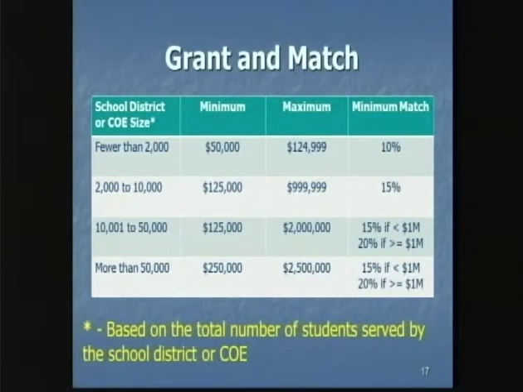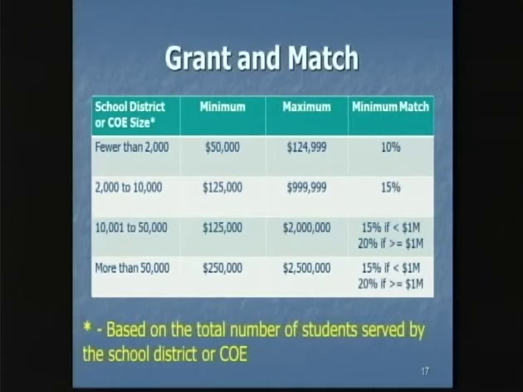Really, we designed this sliding scale to capture the smaller schools. That's why we have this fewer than 2,000 category, which allows the minimum grant amount to go down to $50,000, so a smaller scale project could be proposed. The next thing I'll note is that the minimum match requirements come from Proposition 13, and those are required. Those are not negotiable.